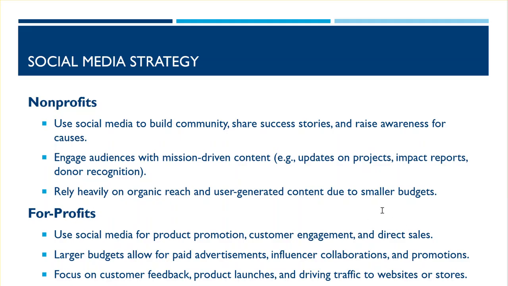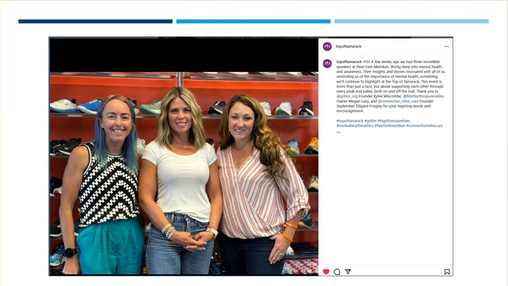Whereas for-profits can use social media for product promotion, customer engagement, and direct sales. Larger budgets allow for paid advertisements, influencer collaborations, and promotions. Focuses on customer feedback, product launches, and driving traffic to websites or stores. Here's another example of a nonprofit called Top of Tamarack, again, of race, you guessed it, a trail, a running, hiking, and mountain biking race, and they partnered with Fleet Feet, and here's one of their social media posts. They had 3 speakers speak at Fleet Feet, and at the same time they were promoting the nonprofit and their event called Top of Tamarack.